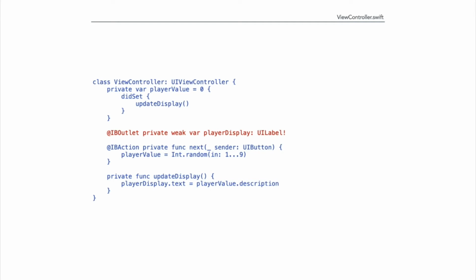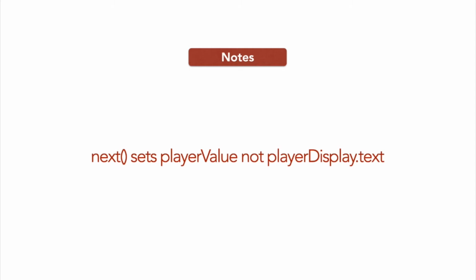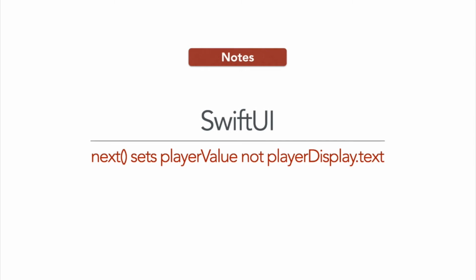So let's see where we are in our modified version, in our second version. The next sets the playerValue, not playerDisplay.text. And what you're going to find out is that's a great warm-up for how we do things in SwiftUI. In SwiftUI, buttons don't know how to talk to labels. They don't have any way to talk to labels or even to themselves. And so what we do in SwiftUI is we're always modifying state, and then the SwiftUI runtime reacts to changes in state and updates the UI accordingly.